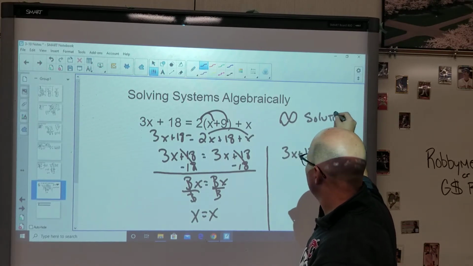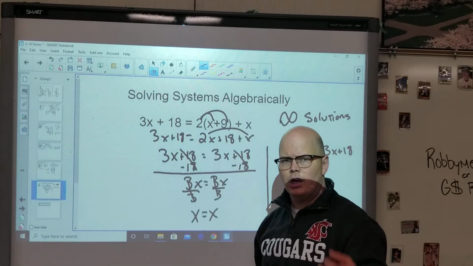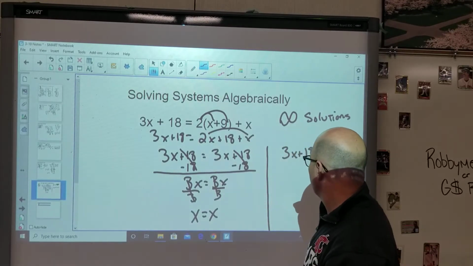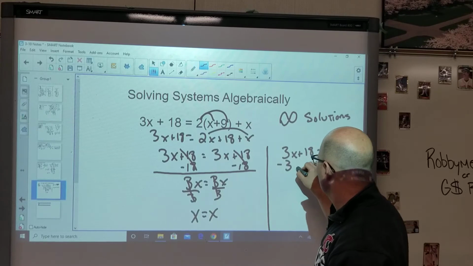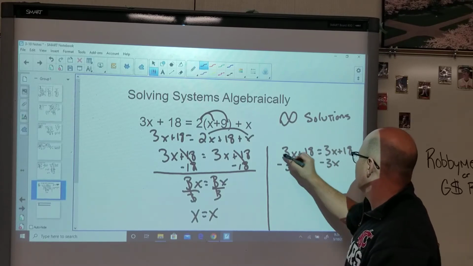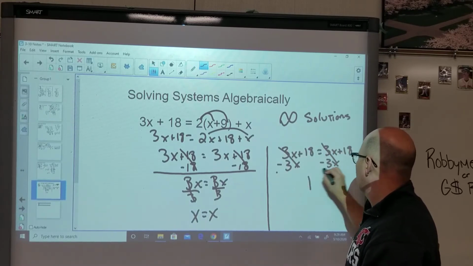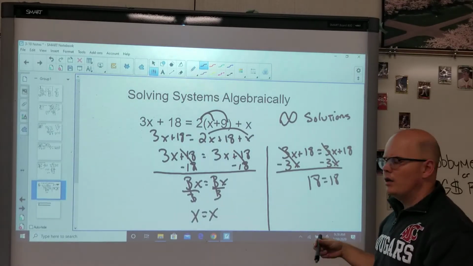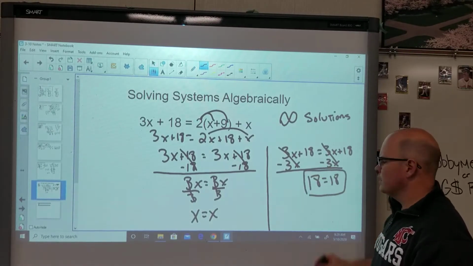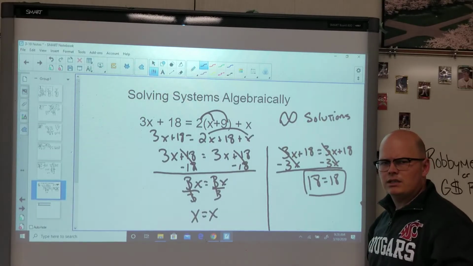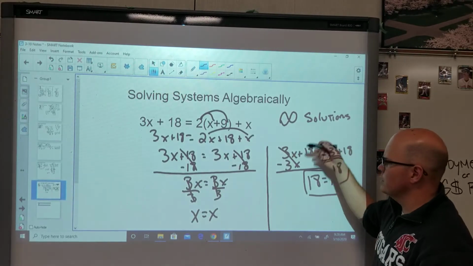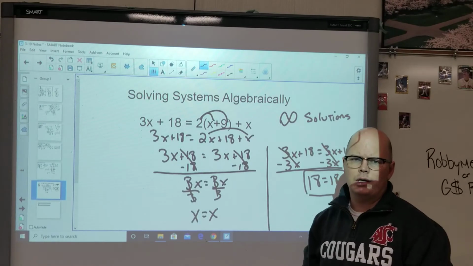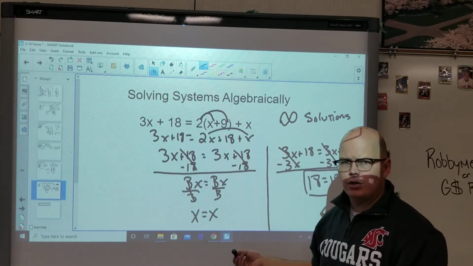Okay? Now, let's just say we chose to go the other way and take care of our variables first. So let's just move the 3x by taking its opposite from each side. And I'm left with 18 is equal to 18. Again, this confirms it, because 18 equals 18 is a true statement, which confirms the infinite solutions algebraically. So that's something you're going to be having to look at.